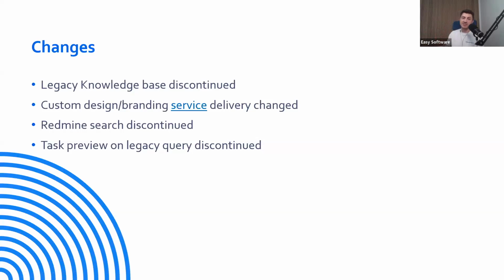Let's jump into other changes coming with version 14. From my point of view, it's time to open the doors of the EasyRedMine retirement home again. Some features have earned their rest because they simply can't keep up, and we need to make space for the new generation. We need to make sure outdated tools are not causing troubles. So when you're looking at this, the legacy knowledge base is out, the old Redmine search is out. We are changing the custom design, custom branding feature, or rather, the delivery of it, and the task preview on legacy queries is discontinued.